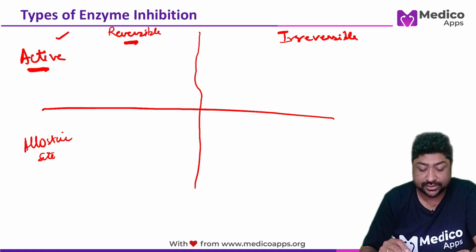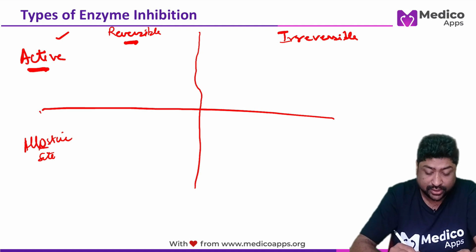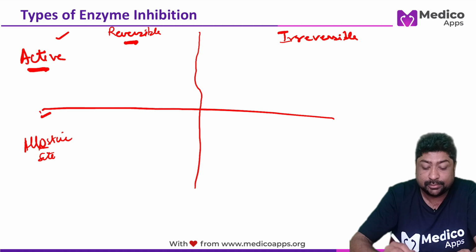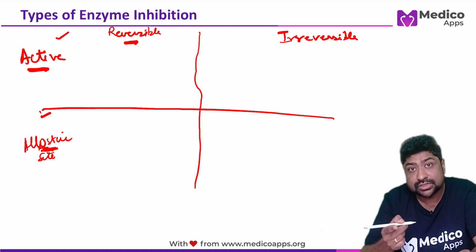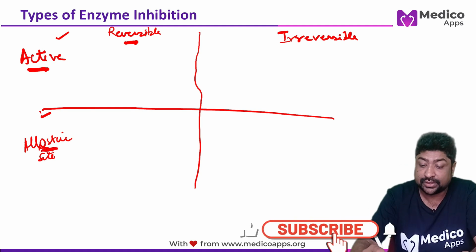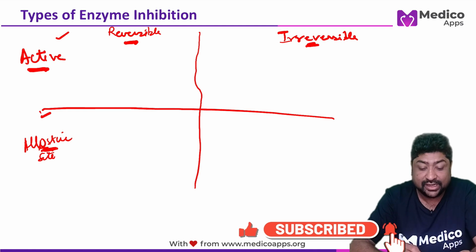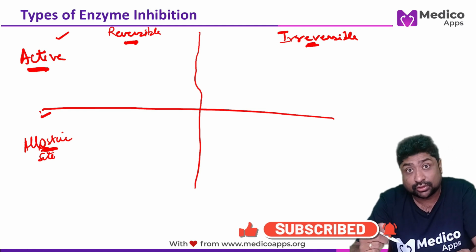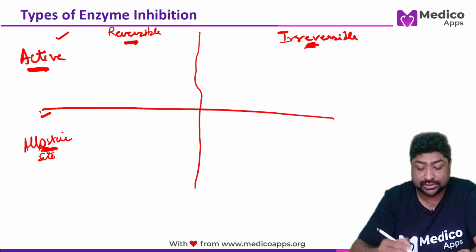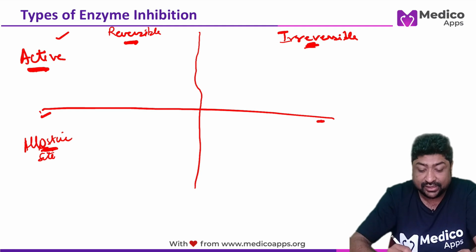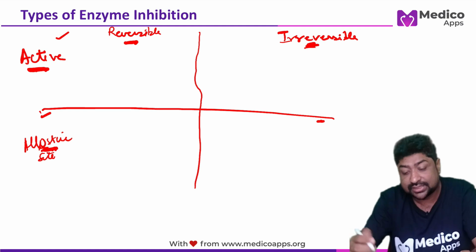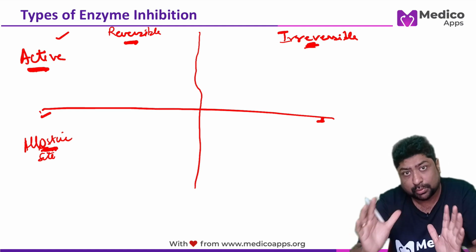So in this box we have any enzyme inhibitor which acts on the active site but is reversible in nature. In this box, we have any inhibitor which acts on the allosteric site but is reversible. In this box, we have any inhibition which acts on the active site but is irreversible, and here we have any inhibitor which acts on the allosteric site but is irreversible. So these 4 boxes are clear.